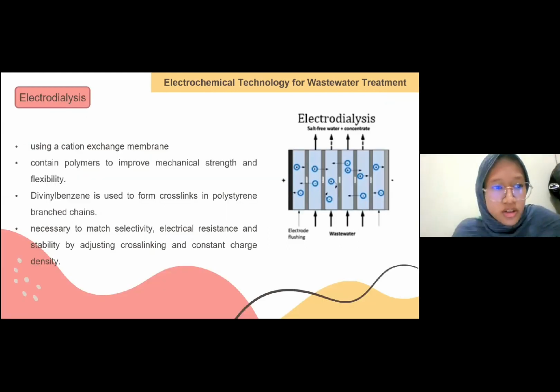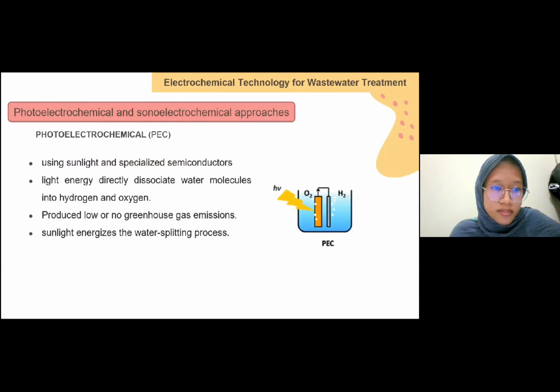The next one we're going to talk about is electrodialysis. As we can see from the picture on the right side, electrodialysis uses a cation exchange membrane containing polymers to improve mechanical strength and flexibility, where divinylbenzene is used to form crosslinks in polystyrene branch chains. And it's necessary to match selectivity, electrical resistance, and stability by adjusting cross-linking and fixed charge density. Next.